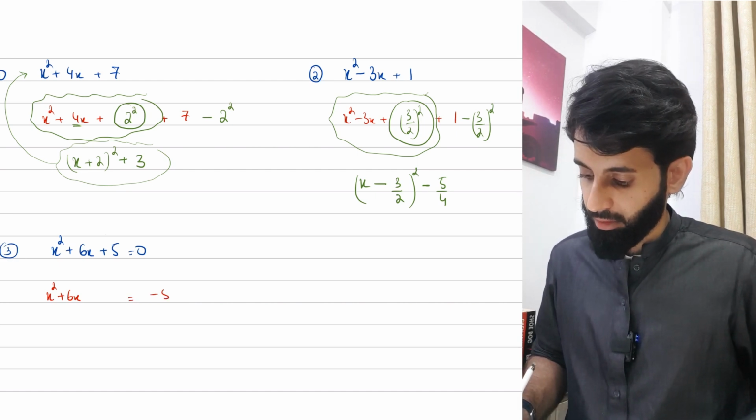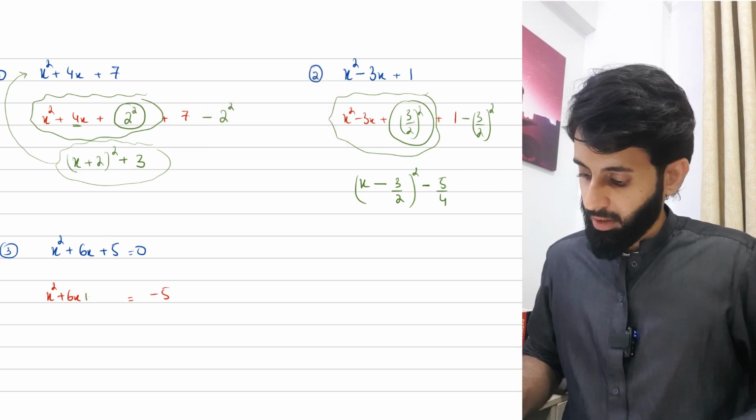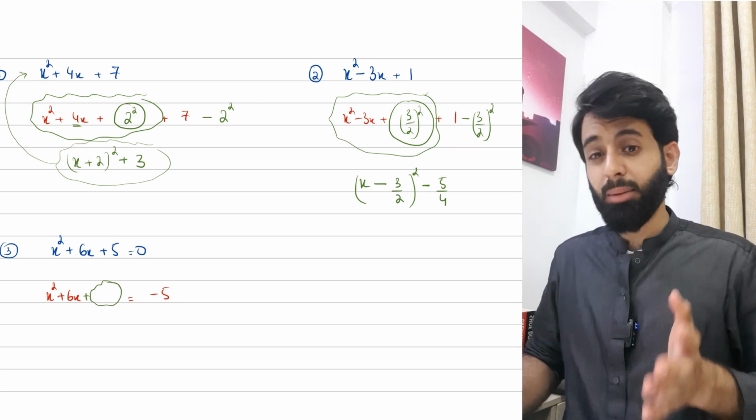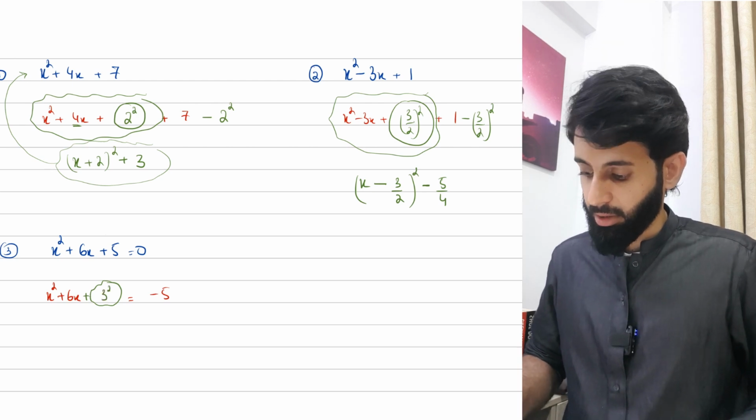So what do you have? You have minus 5. Okay. Now we need to decide what is it that goes over here. What is it that I need to add over here? So for that, I'm going to look at the coefficient of x, which is 6. Half of it is 3. So that means I'm going to square 3.